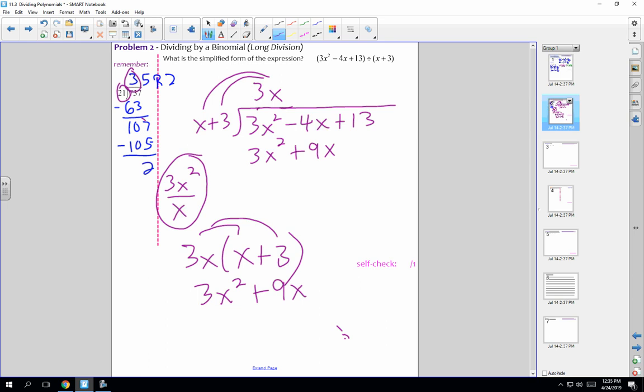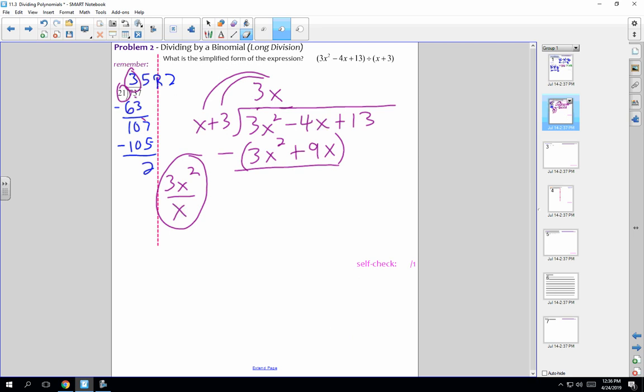What did we do with the 63 next here? Over here when we were doing long division with numbers, what did we do with the 73 and the 63? Subtracted it. So guess what I do over here? You subtract it. So let's get rid of this. So I am going to subtract.